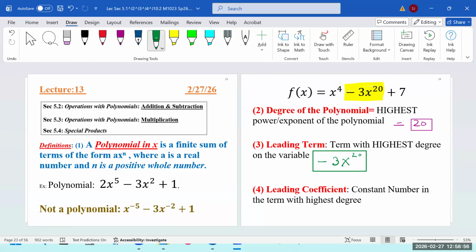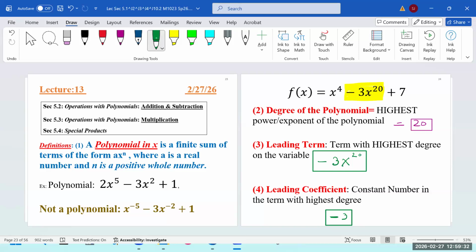In this leading term, whatever number we have as a coefficient, that's called the leading coefficient. The power is called the degree of the polynomial. The entire term is called the leading term. And the number we have in front of the variable, we call the leading coefficient. So in this term, before the variable, we have negative 3. So negative 3 is the leading coefficient here. And that's all you need to know for this class.